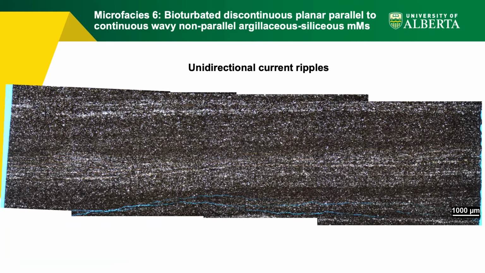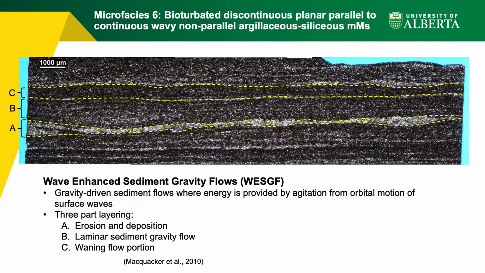So here we have an example of unidirectional current ripples identified in one of the Horn River Group samples. As well, we have distinct wave-enhanced sediment gravity flows, which are gravity-driven flows where the energy is provided by agitation from surface waves.